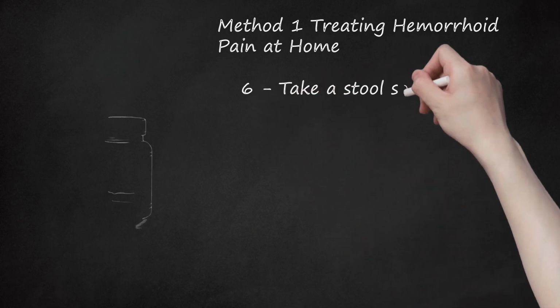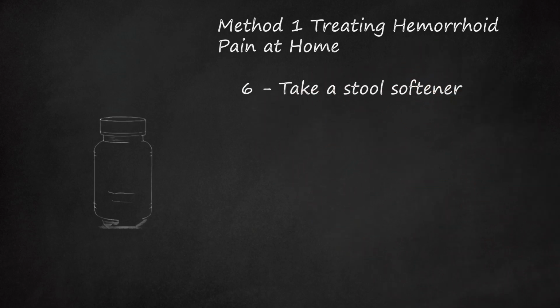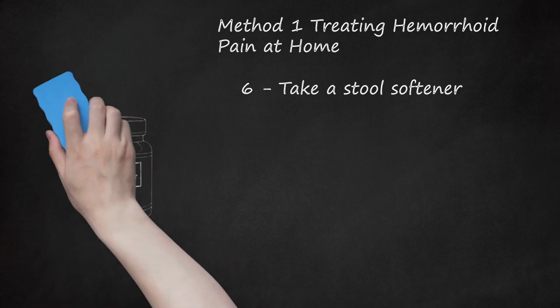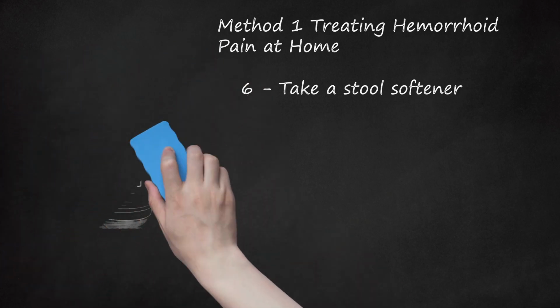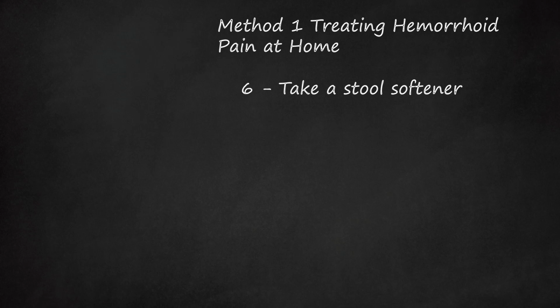6. Take a stool softener. Stool softeners can be helpful if you are experiencing constipation from your hemorrhoids. OTC stool softeners such as docusate (Colace) can be used to keep stools soft and reduce constipation and straining. You can take 100-300 mg of docusate daily for up to 1 week.